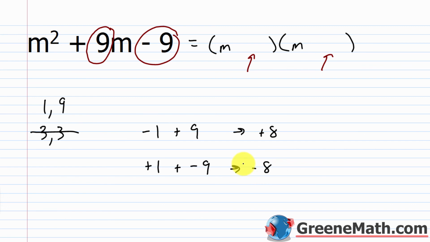I have to use two different signs because the product here is a negative, and a negative times a positive yields a negative. Right? I can't have two positives or two negatives involved. So I have to have one of these two work out. They don't. And so this polynomial is prime.